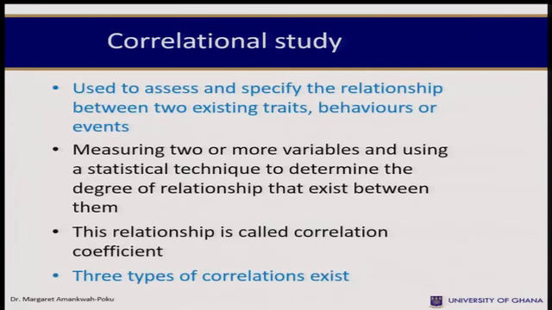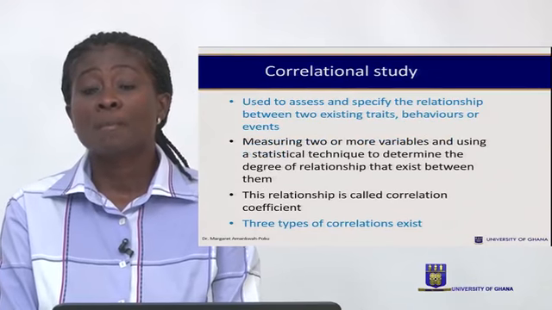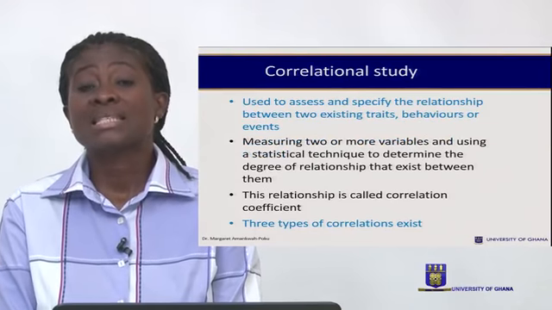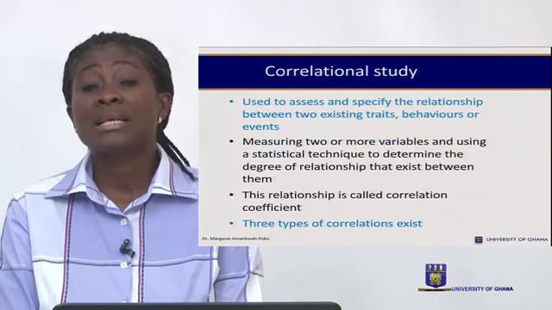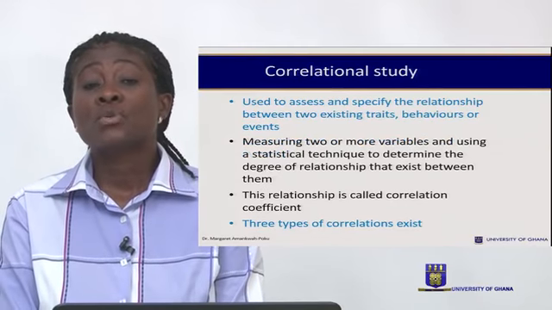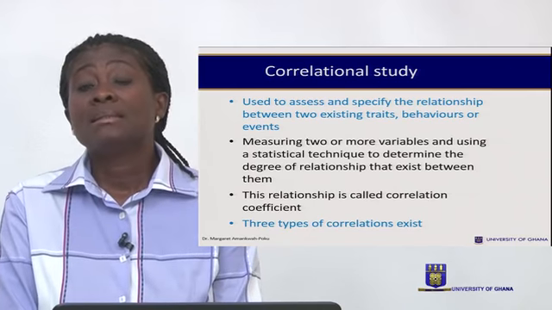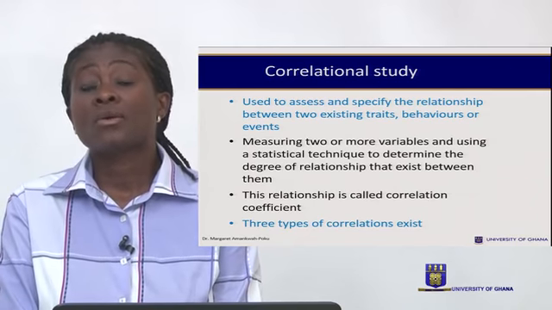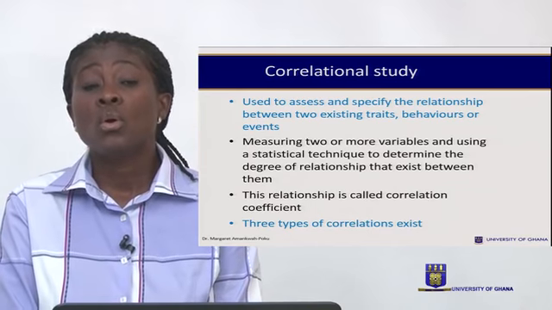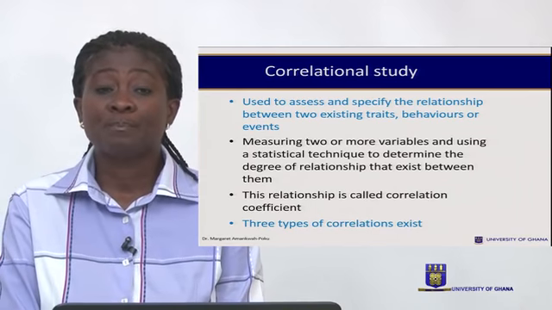So with a correlational study, it is used to assess and specify the relationship between two existing traits, two behaviors, two events, etc. So the researcher will measure two or more variables and then find out using a statistical tool how related these variables are. So you can study as many variables as you can, but note that when you run your statistical analysis, correlation compares just two variables at a time.